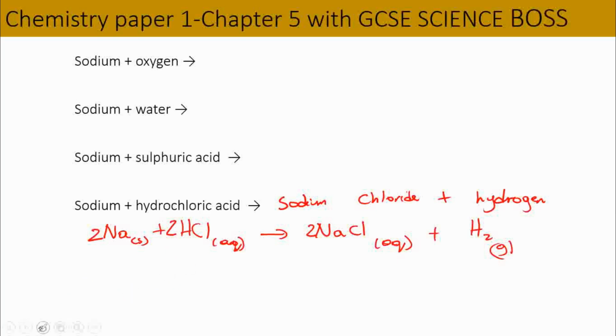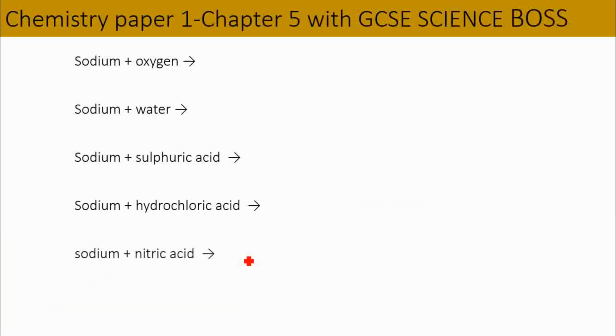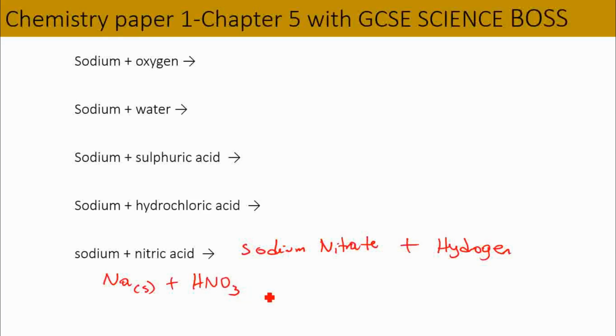So what I've done here, we're now looking at all 3 acids, and then we have nitric acid. So that's going to be sodium nitrate plus hydrogen gas. Okay, so it's going to be Na solid plus HNO3, aqueous. All acids are aqueous, unless they state that it is not diluted, it's concentrated, then it would be a liquid.